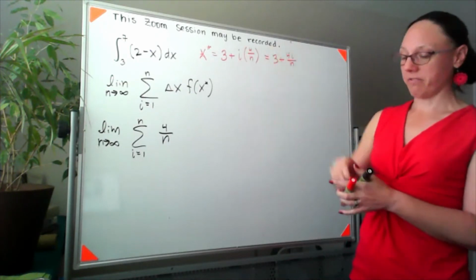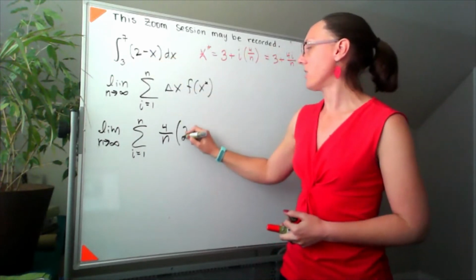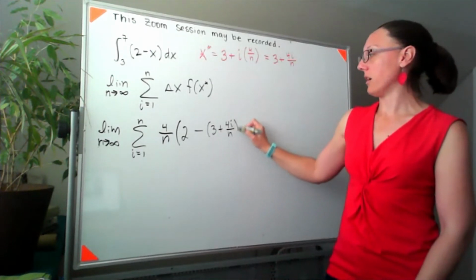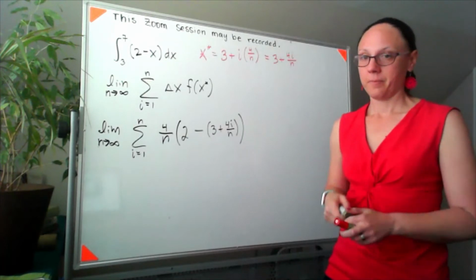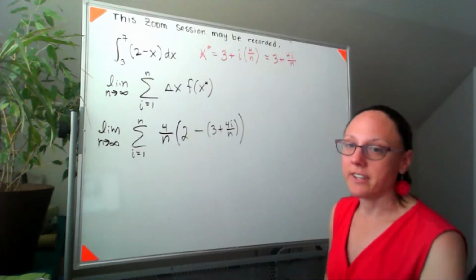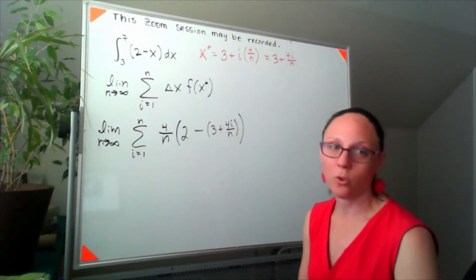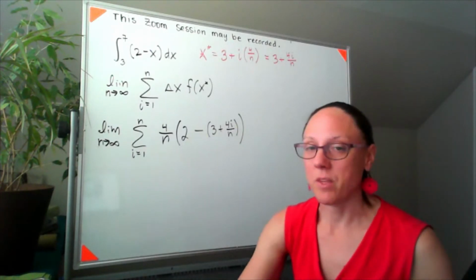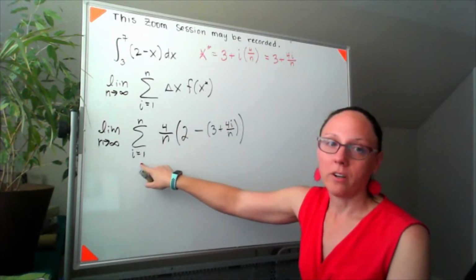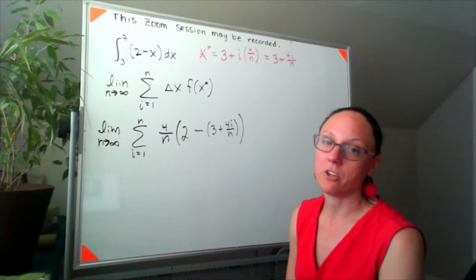And if that's the value of x, our function, which is 2 minus x, is going to look like 2 minus 3 plus 4i over n. This time, because I do want to actually find the answer to this limit, we're going to have to simplify the algebra so that we can take the limit. This is something that I talked about last week, but one of the things to know about summation and summation rules is that if we have a constant, we can move that out in front of the summation.